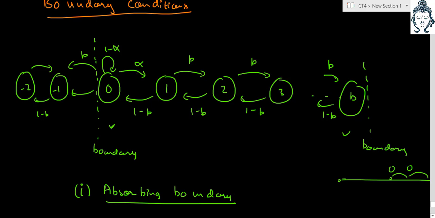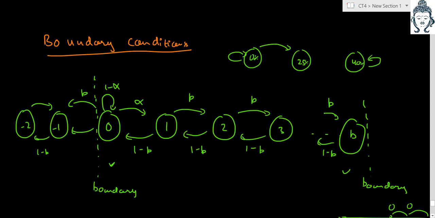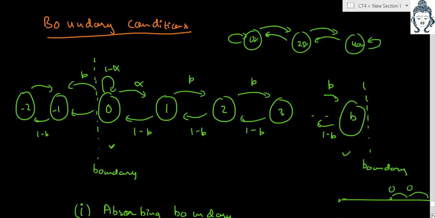We have seen boundaries like this. When I used to define my NCD model, with 0%, 25% and 40%, I used to have a mixed boundary here and here, right? It used to reflect as well as absorb. So I had arrows which were directed at 0 again, and then some arrows which were going ahead as well, right? So I had a reflecting boundary here as well. So this is something we know. So I can have a mixed boundary like this.